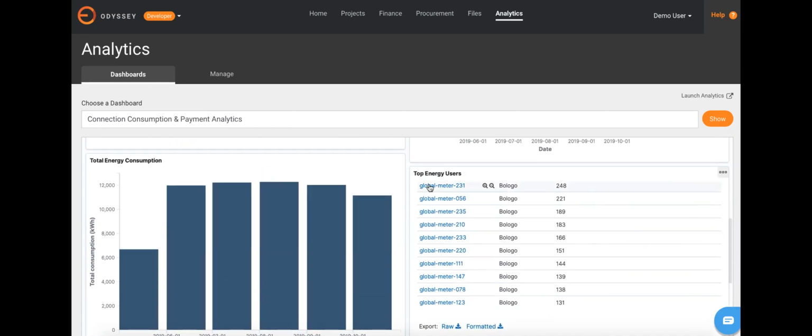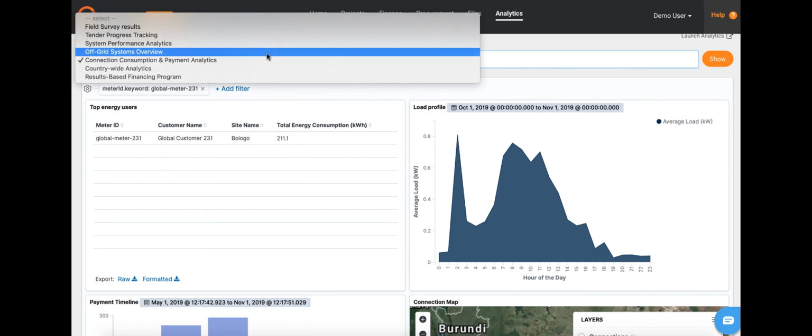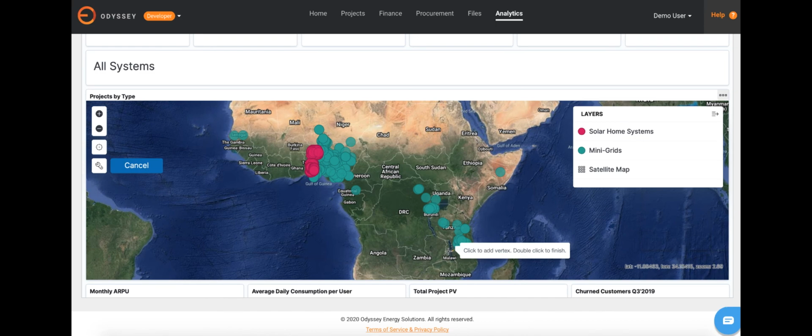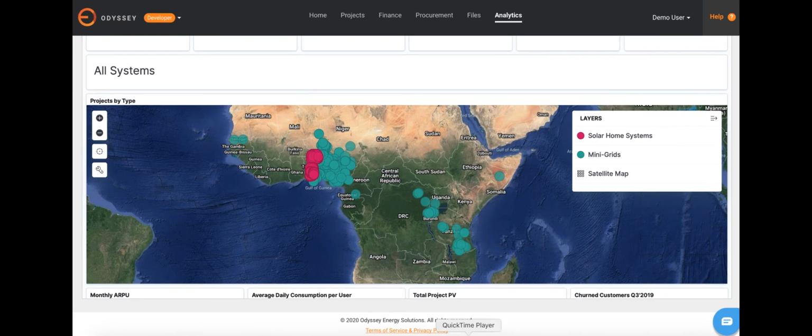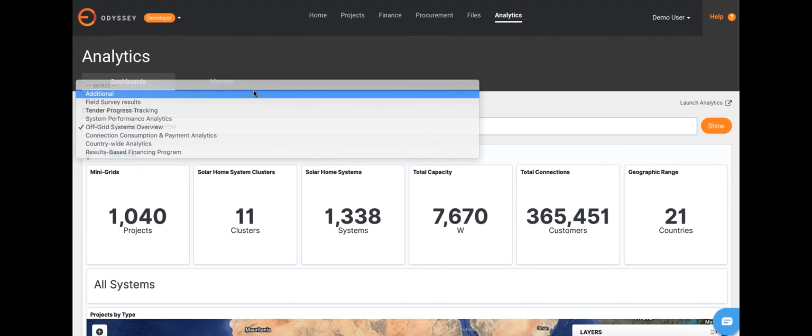If I want to get super granular, I can pull up this list of the top energy users in my portfolio and take a detailed look at their load curves. I can also visualize any of my data geospatially and select subsections of my portfolio to run analyses on geographic differences in the data. Let's take a look at one more visualization.